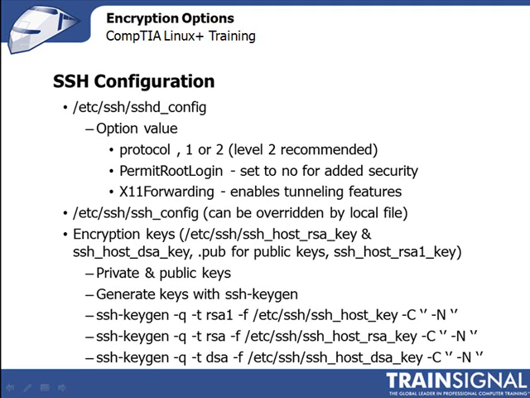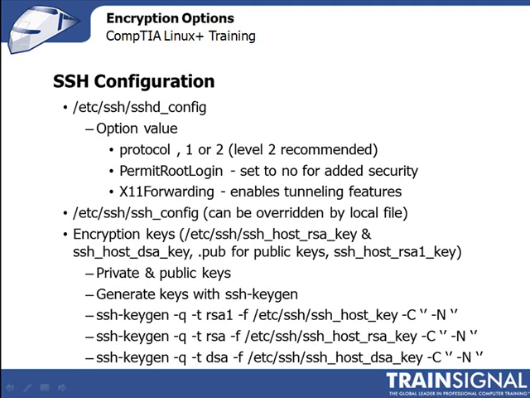The options include Protocol, which specifies the protocol level that SSH can use, and the only possible values are 1 and 2. Since 1 has been compromised, 2 is the preferred value. On some older clients, though, you may need to still use Protocol 1.